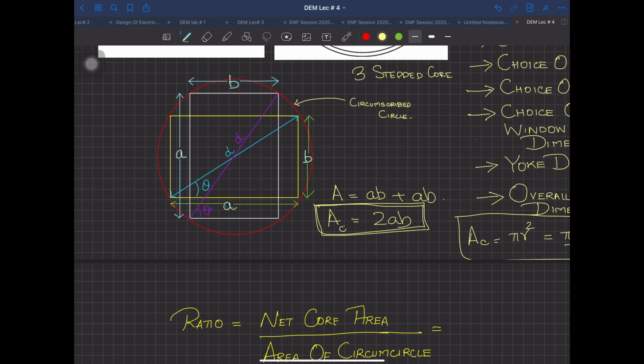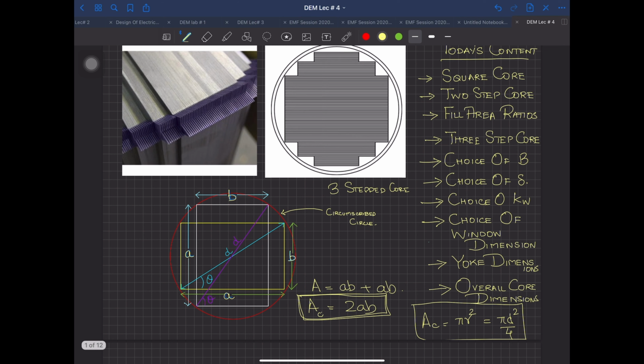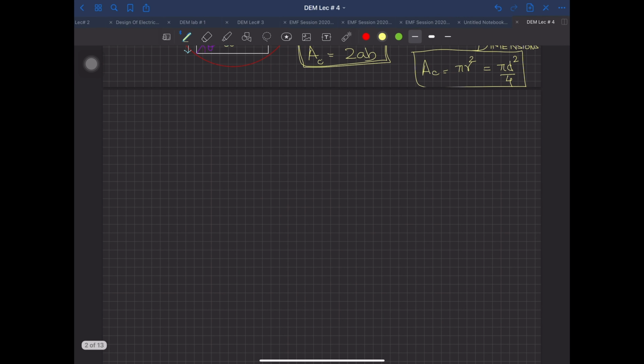If D is the diameter, 2A. I can't get it again. Under root 2A. There is no square here. Please, these are rectangles. I am not drawing a square core. One second. Let me just add one page over here. Just let me draw.